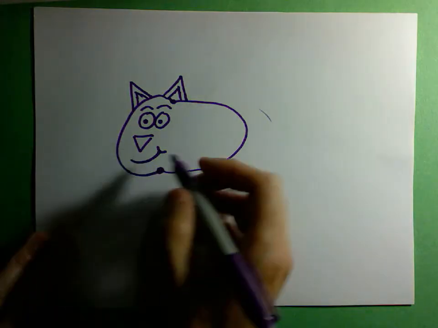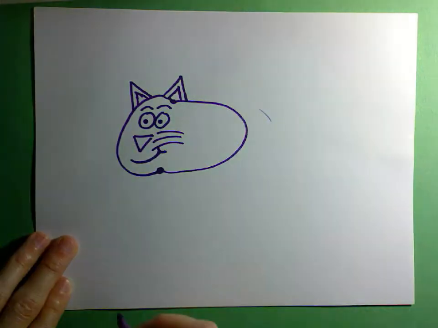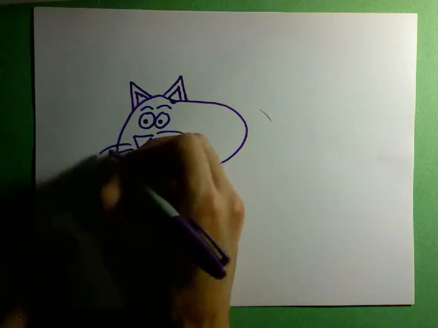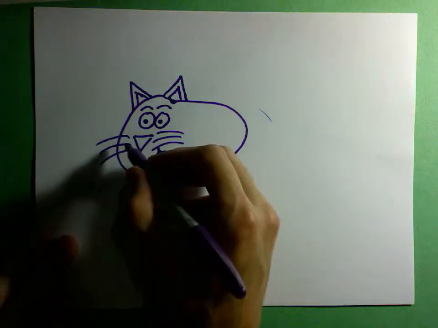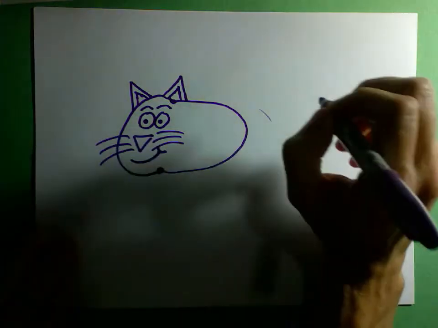After that, I'm going to start to draw some whiskers on my cat. So I'm going to make 1, 2, 3 lines, 1, 2, 3 lines coming off of my cat right by its nose. You can draw your lines a little differently if you want.